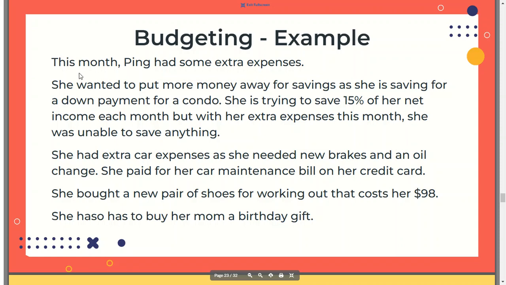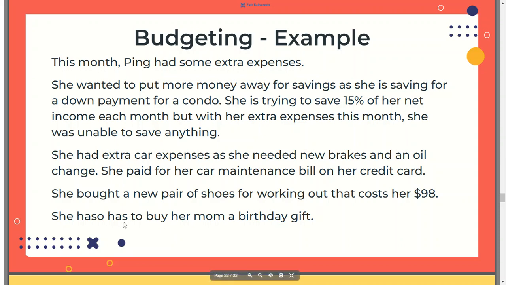So this month, Ping had some extra expenses. She wanted to put more money away for savings as she is saving for a down payment for a condo. She's trying to save 15% of her net income each month, but with her extra expenses this month, she was unable to save anything. She had extra car expenses as she needed new brakes and an oil change. She paid for her car maintenance bill on her credit card. She bought a new pair of shoes for working out that cost her $98.